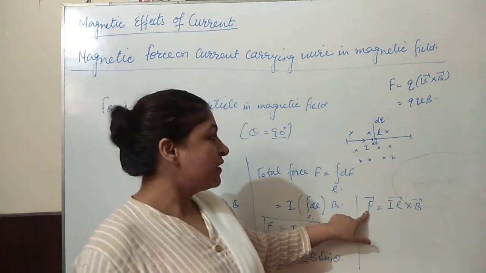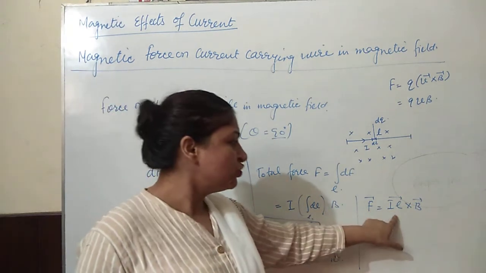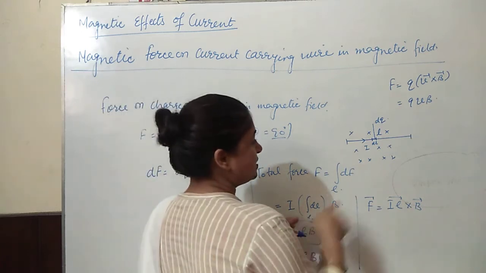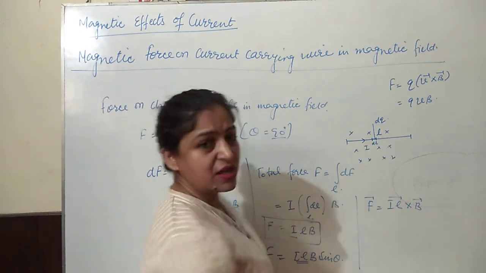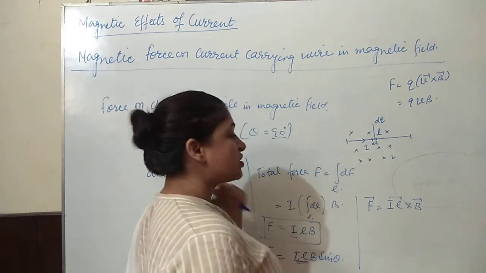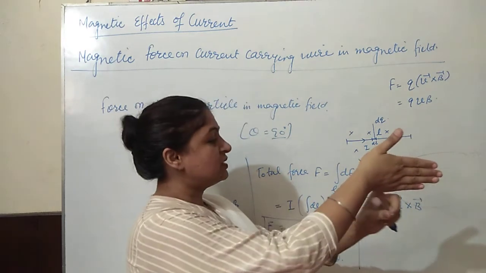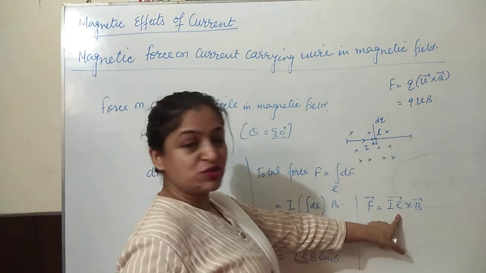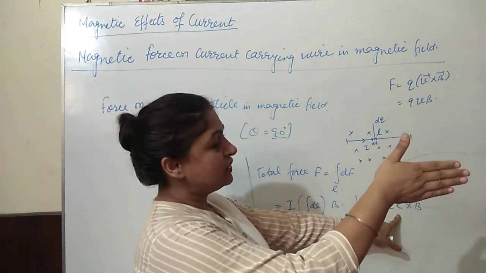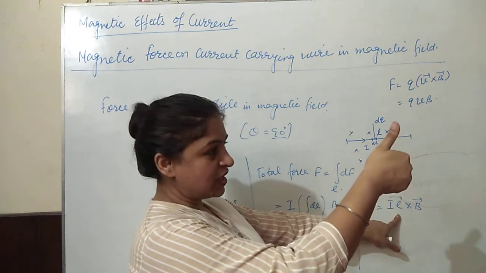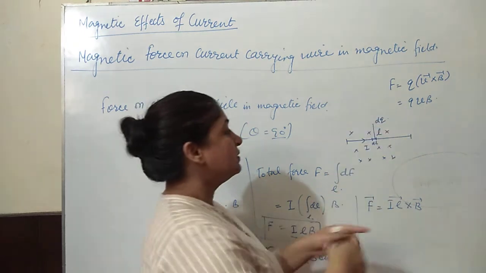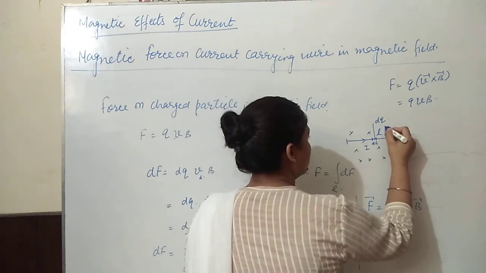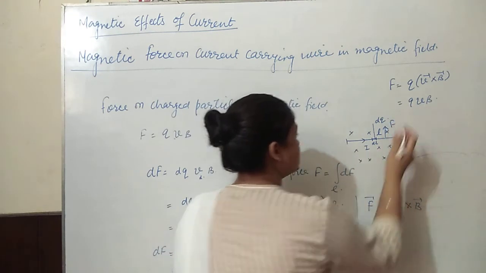So we can find out the direction of the force using the cross product rule. Current is going in this direction and the field is inwards. You have to stretch the fingers in the direction of the current. Here the first vector is current, and you will curl them in the direction of the magnetic field, and this will be the direction of the force. So here the direction of force would be upward. So this is the force.